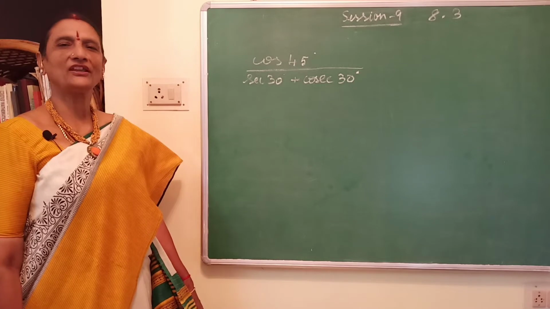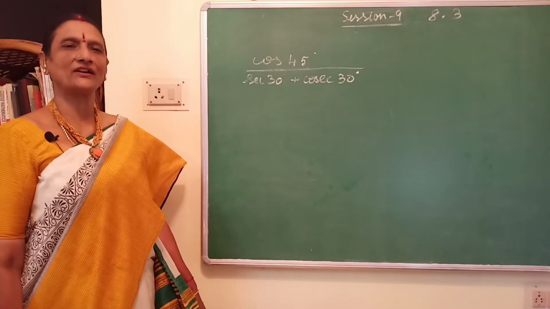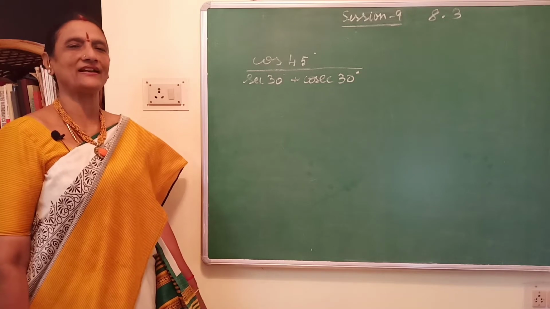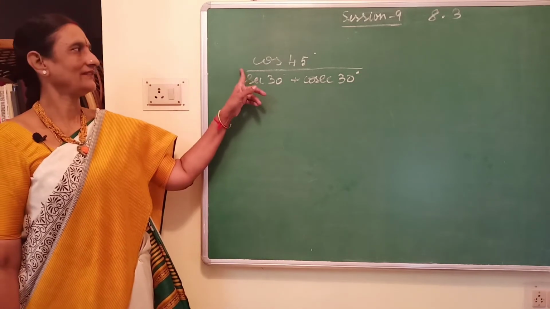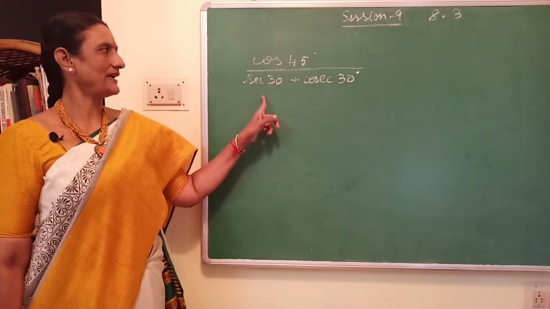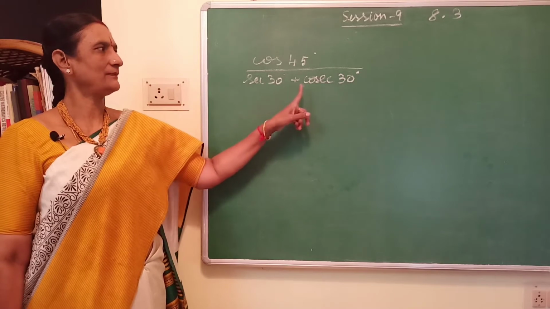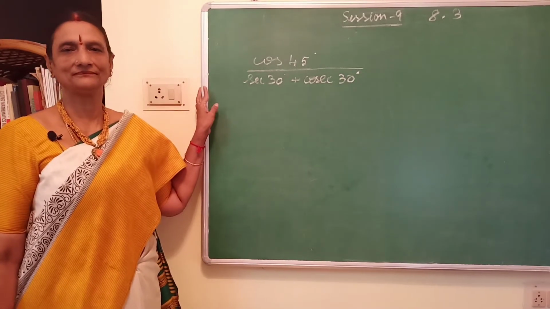Children, I want to give you a short slip test. I will be giving you just one sum, which you have to do by yourself as a test. I will write down this sum. See, cos 45 degrees divided by secant 30 plus cosecant 30. This sum you have to work on your own.